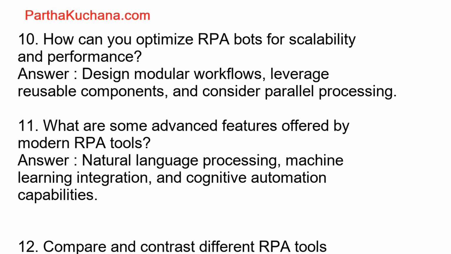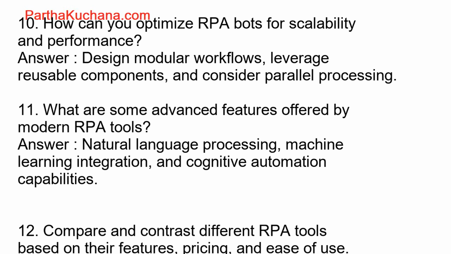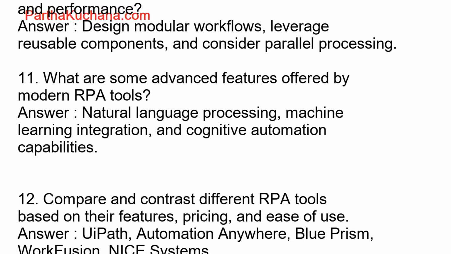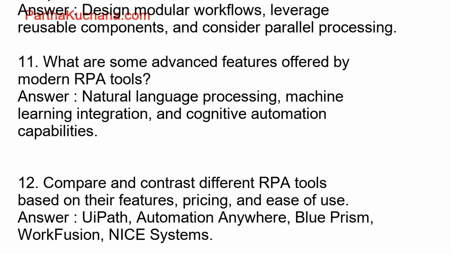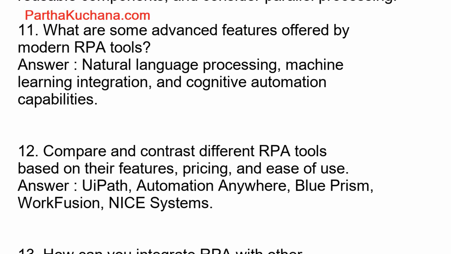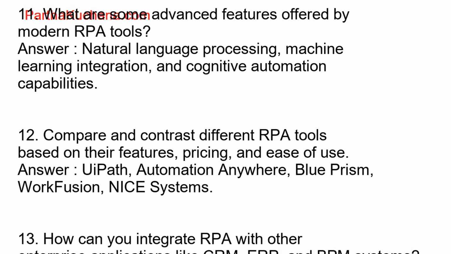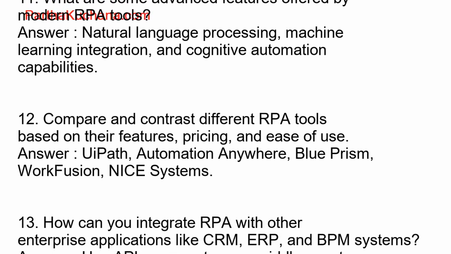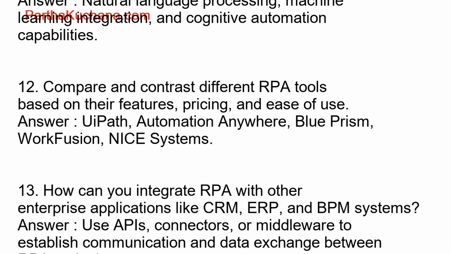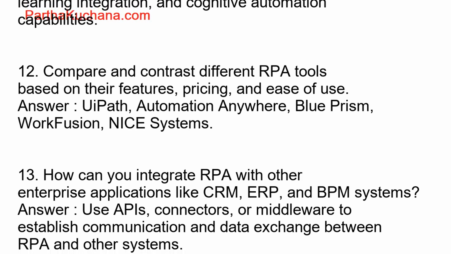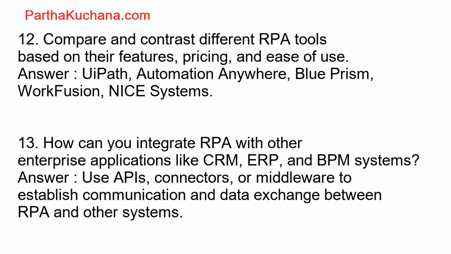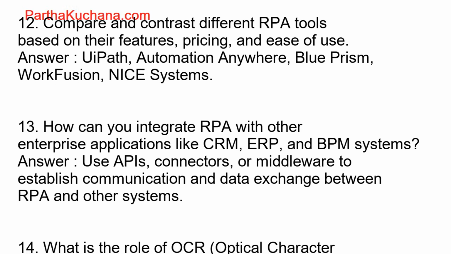14. What is the role of OCR, optical character recognition, in RPA? Answer. OCR is used to extract text from images or documents, enabling RPA bots to process unstructured data. 15. How can you handle exceptions and errors in RPA processes? Answer. Implement error handling mechanisms like try-catch blocks, exception logging, and retry logic. Consider using conditional statements and decision trees to handle different error scenarios.